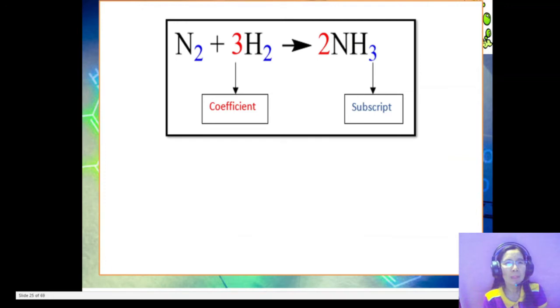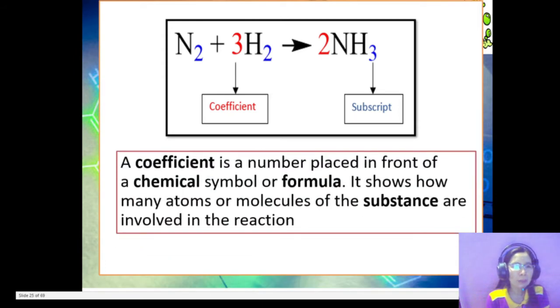Another thing that we will learn first before going further to activity number 2 are these two terminologies. You notice in our chemical equation that there are numbers written before the chemical symbols or formulas, and there are also numbers written below the chemical symbols of the different elements involved in a chemical equation. So what do you think are these numbers? Okay, very good. It's a coefficient and subscript. What's the difference between the two?